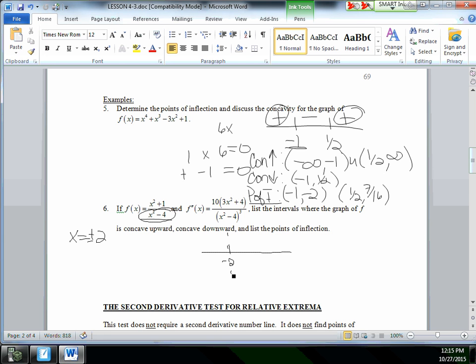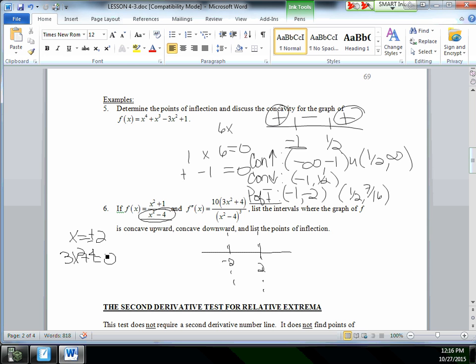So I already know I'm going to mark them on my number line. Draw them as vertical asymptotes because I do need a test around them because things can change, but I just won't count them as critical numbers. So now we need to find our possible points of inflection, by setting the numerator equal to 0. So 3x squared plus 4 equals 0.